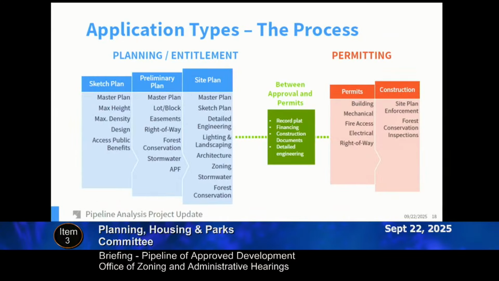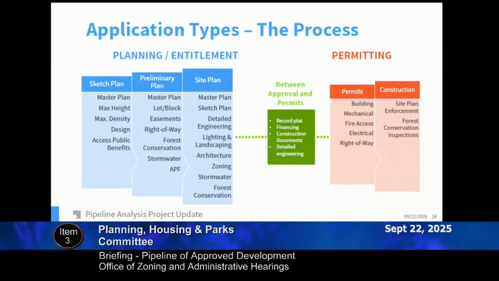So for those projects that are acted upon by the board, this slide gives a really big picture view of how a project moves from concept to construction. And it's important to distinguish between two major phases. The first being planning and entitlement phase, which is where the planning board grants approvals that establish what can be built. It includes steps like a sketch plan, if required, a preliminary plan for subdivision, and site plan for detailed design. As mentioned already, these approvals confirm compliance with the master plan, zoning, and adequacy of public facilities.